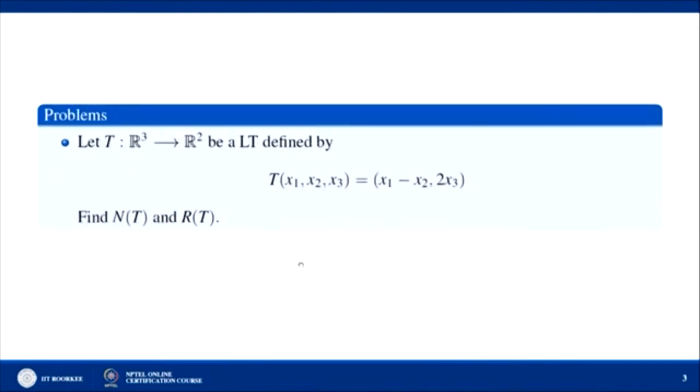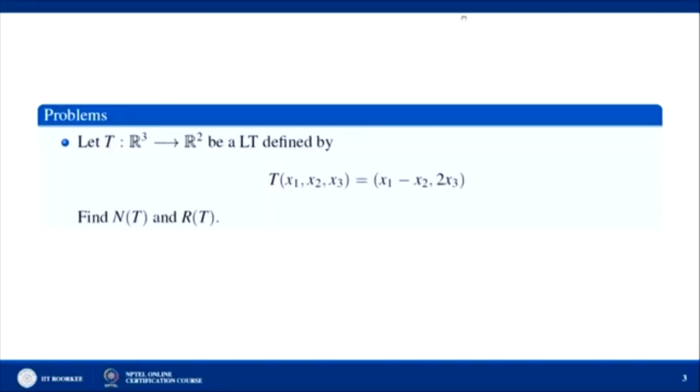Okay. Say we have this example, and we have to find, for this example, the null space of T and the range of T. So, what is the linear transformation here? The linear transformation here is from R3 to R2, and it is given by T of (x1, x2, x3) as (x1 minus x2, 2x3).